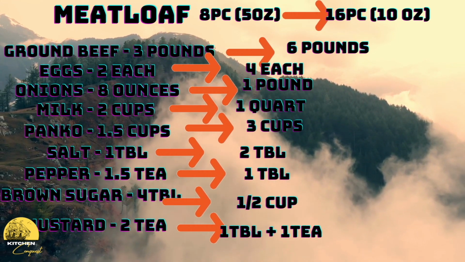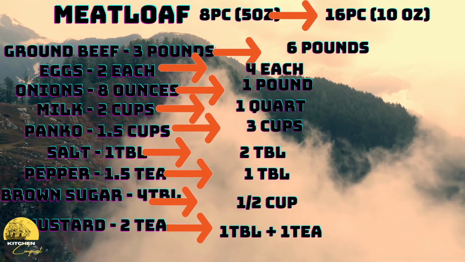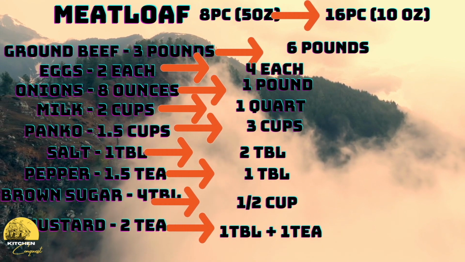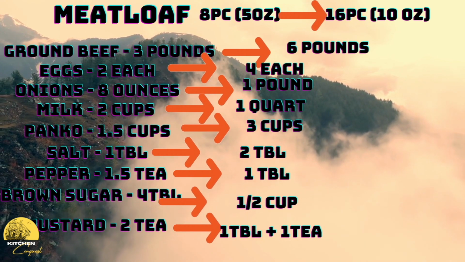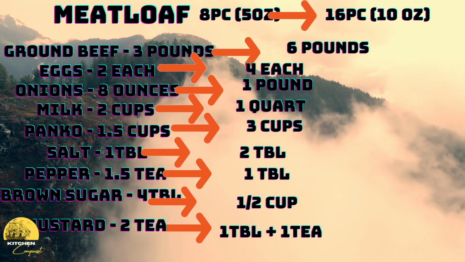Eggs, 2 times 2 is 4, basic enough. Yellow onion, 8 ounces times 2. That's going to be 1 pound, because 1 pound is 16 ounces. Milk, 2 cups. Well, I multiply that by 2, so it's going to be 4 cups of milk, or 1 quart.